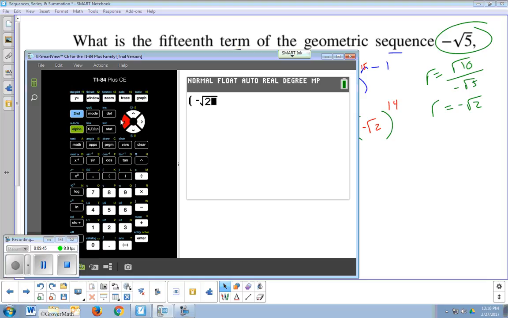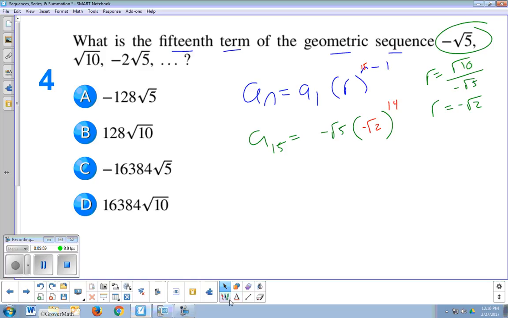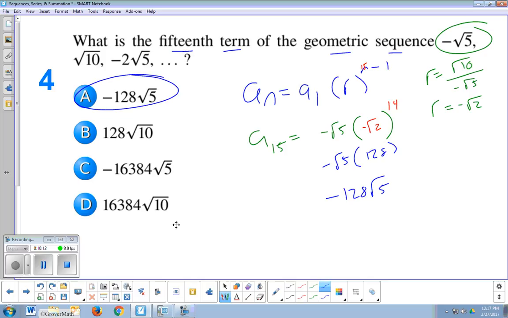First get out of the radical, then close the parentheses, and raise it to the 14th. Now, I know it's going to be positive because a negative raised to an even exponent is going to be positive, and it works out to be 128. So this is 128 positive times negative rad 5. Well, positive times a negative is a negative, so it's just going to be negative 128 rad 5. And I could type this whole thing in and get a decimal approximation and see that this is the same thing if I wanted to guess and check my way through it.